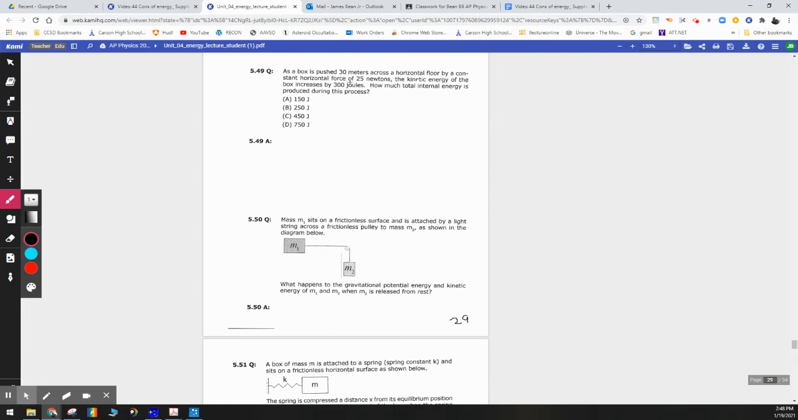horizontal floor by a constant horizontal force of 25 newtons. The kinetic energy of the box increases by 300 joules. How much total energy is produced during the entire process?